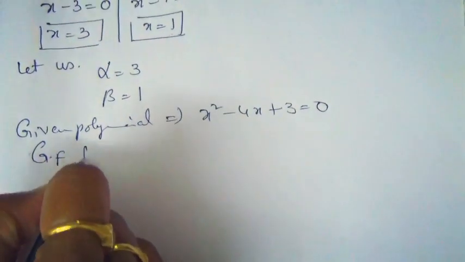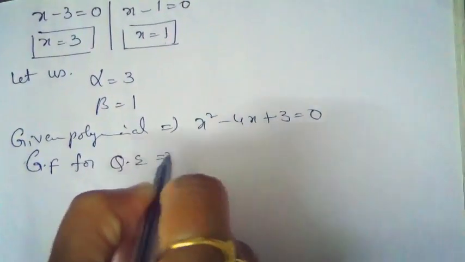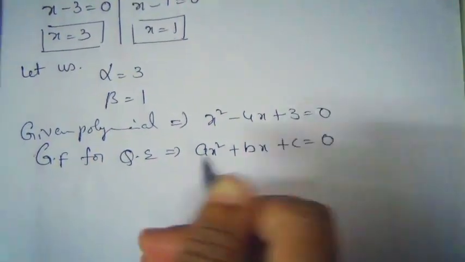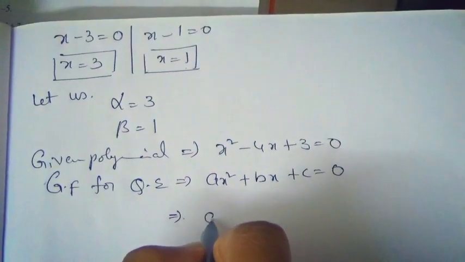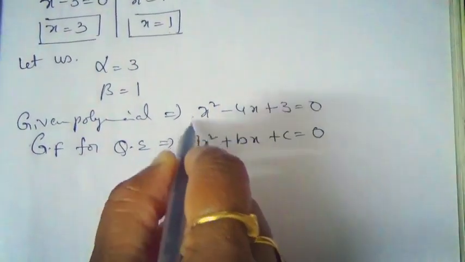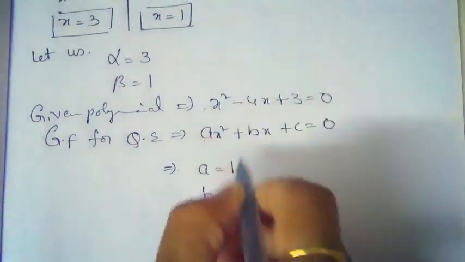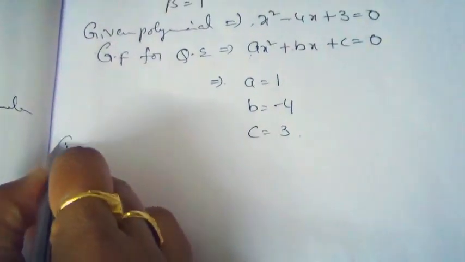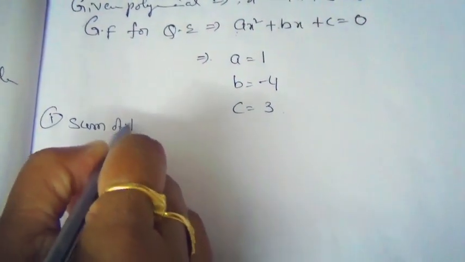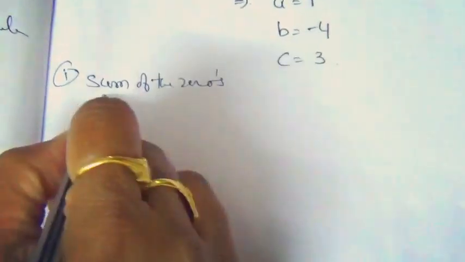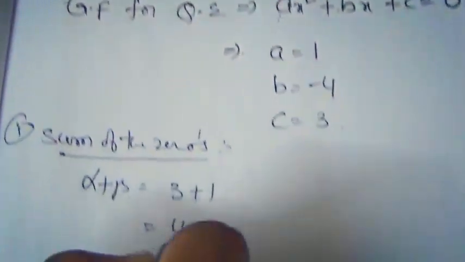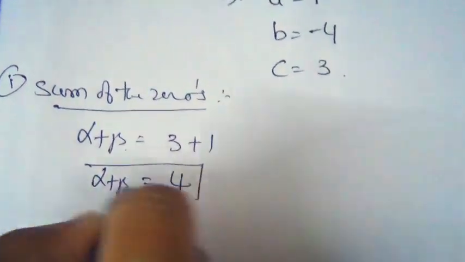The general form for a quadratic equation is ax square plus bx plus c is equal to 0. So when you compare these two, a is equal to 1, b is equal to minus 4, c is equal to 3. The first one, sum of the zeros, alpha plus beta, from here 3 plus 1, that is equal to 4. So alpha plus beta value is 4.